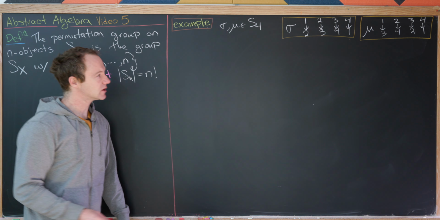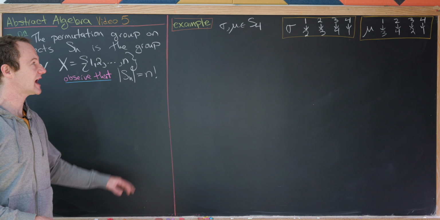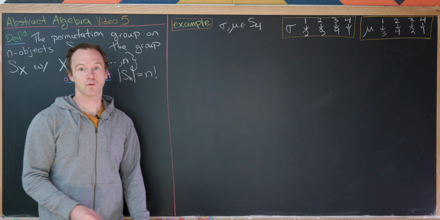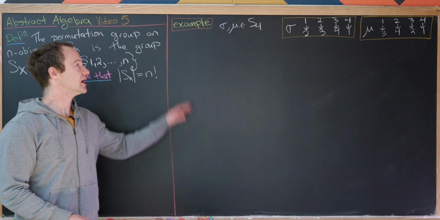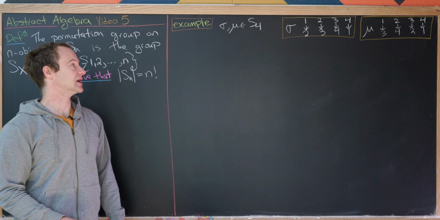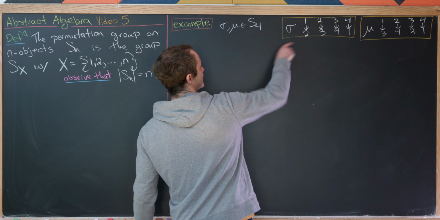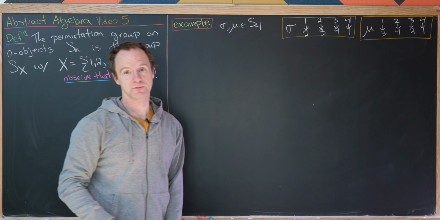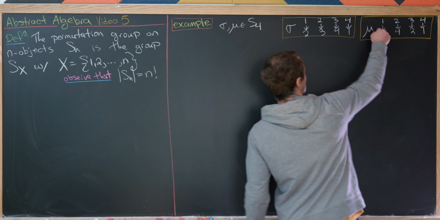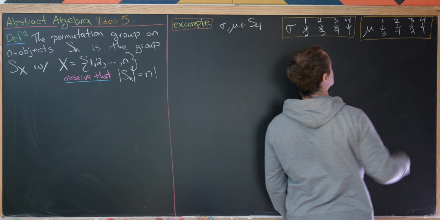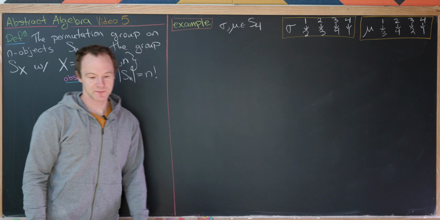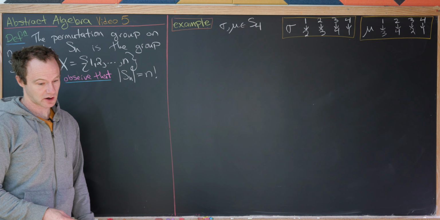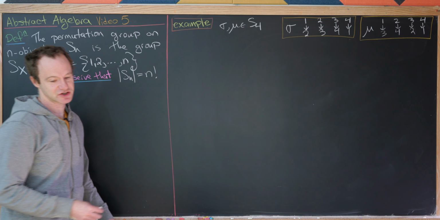Okay, so let's do a couple of examples. So let's have 2 elements of S_4. So these are permutations on the set 1, 2, 3, 4. I've noted them sigma and mu. And sigma has the following action. It takes 1 to 2, 2 to 3, 3 to 4, and 4 to 1. Whereas mu sends 1 to 3, 2 to 4, 3 to 2, and 4 to 1. And now we'd like to get a handle on a couple of things. Maybe what the inverses are, as well as what compositions do.